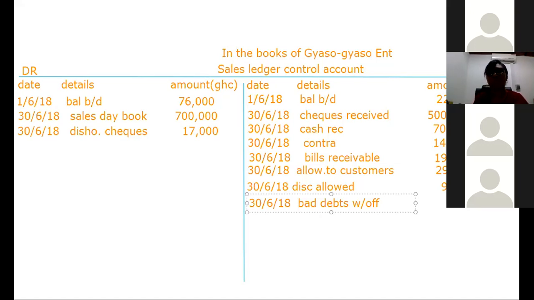Madam, please, for the set-offs, the contra entries, can there be a situation where the balances are not equal? Maybe one, I owe more than what the person is owing me. Yes. But you will not write the difference. You will write the two amounts and they'll net themselves off. Okay. Thank you. So, my people, let's go and complete. The bad debts written off, how much is it? 7,000.